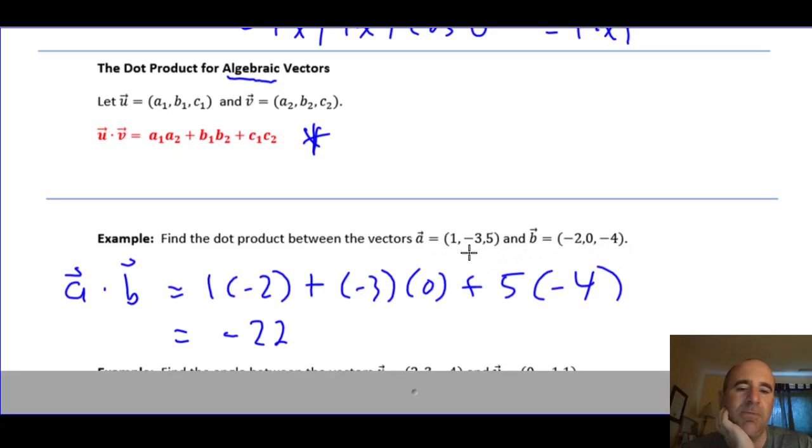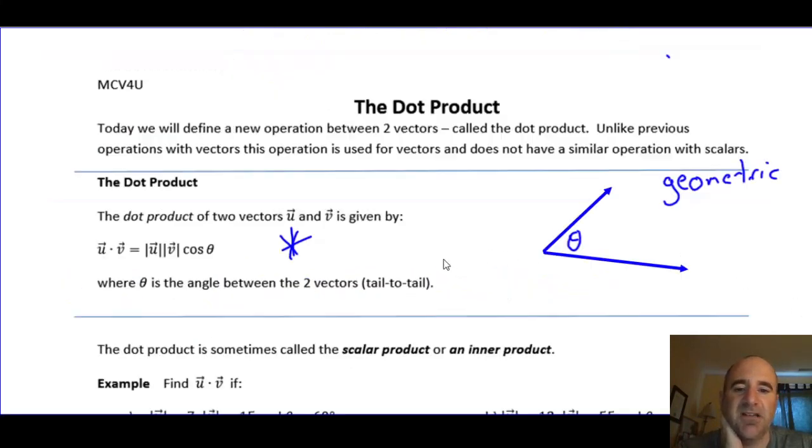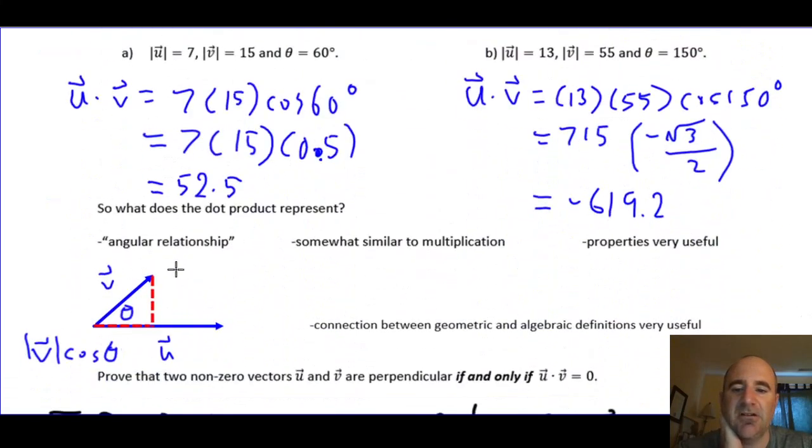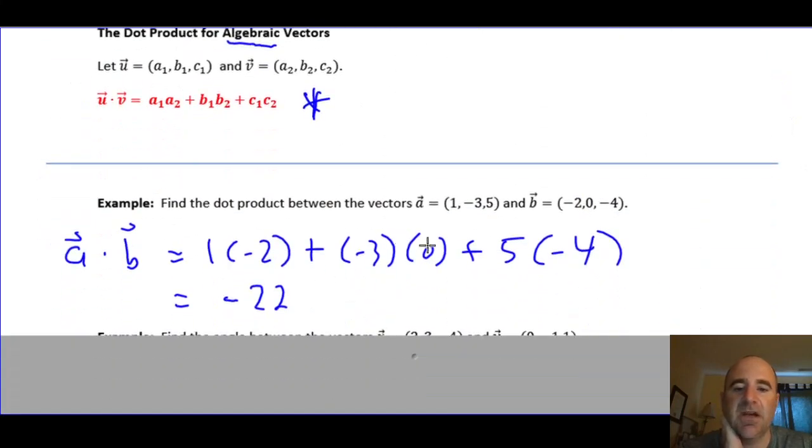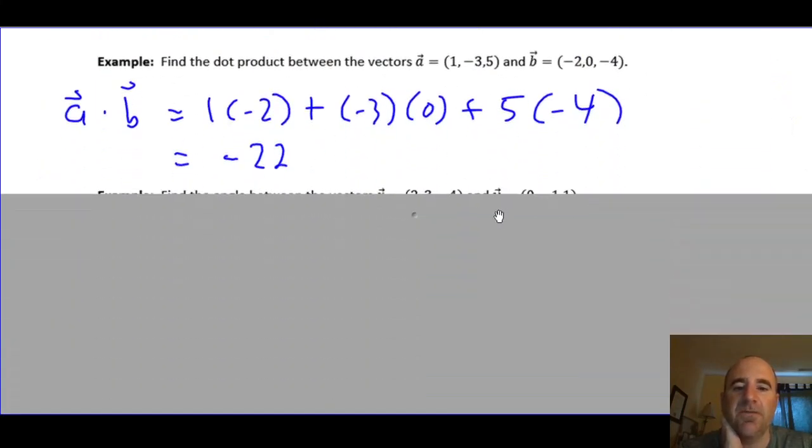What do you know right away about vector A and B? Since their dot product is negative, it must be that the angle between them is obtuse, from the idea that we talked about down here, and we saw the example right here. The cosine of an obtuse angle is always negative. So we know the angle between these two vectors has to be obtuse. But we can go further.